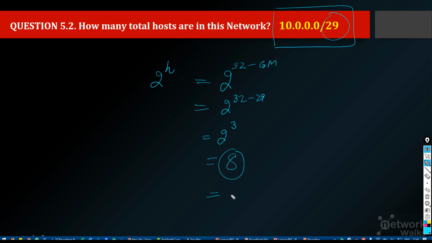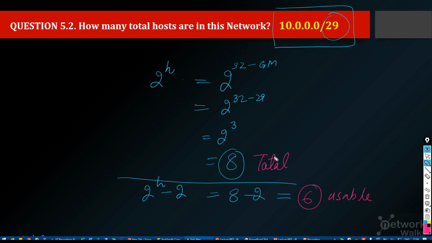this, the usable IP addresses will be 8 minus 2, because the formula for that is 2 raised to power h minus 2. So 2 raised to power h is 8, and minus 2 gives us 6 usable IP addresses. These are usable and these are total IP addresses. So this is how we can find the number of IP addresses.